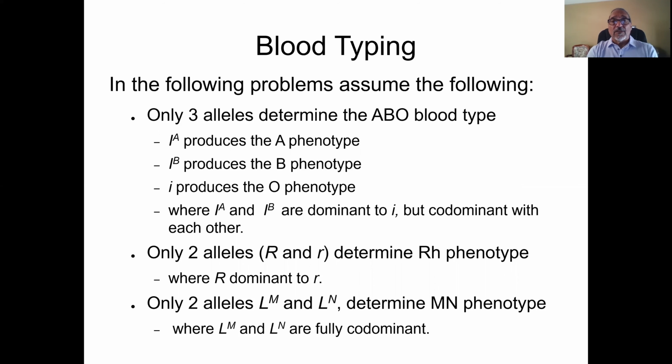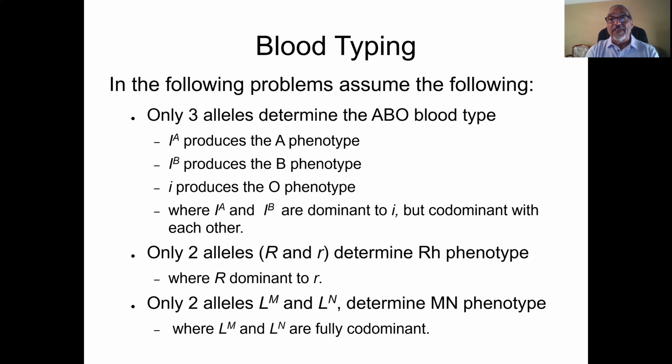And then, of course, there are 2 other genes. This is the MN phenotype, another marker of self located on the surface of the red blood cells. And these are LM and LN. The L stands for Landsteiner, who was the person who discovered this blood type. And LM and LN are fully codominant.